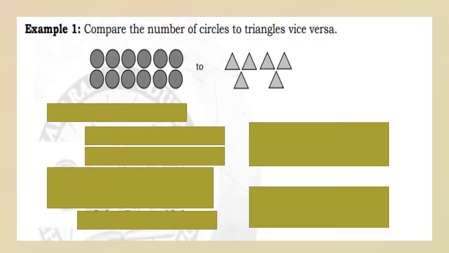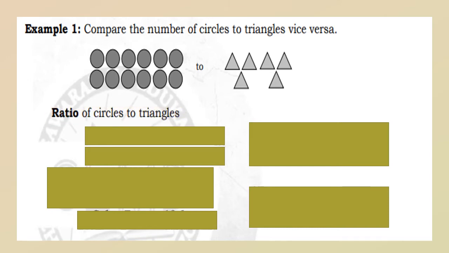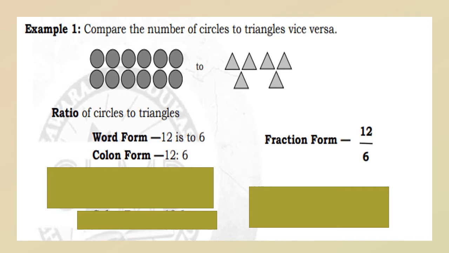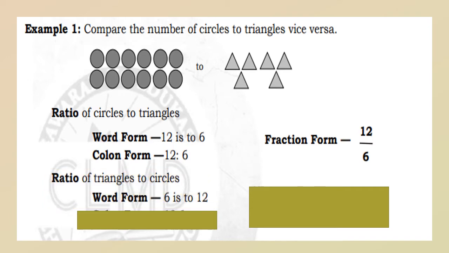Example 1. Compare the number of circles to triangles. When you compare two quantities, we call it a ratio. In the example, the ratio is 12:6, that can be written in word, colon, and fraction form. Ratio of triangles to circles is 6:12. That can also be written in word, colon, and fraction form.